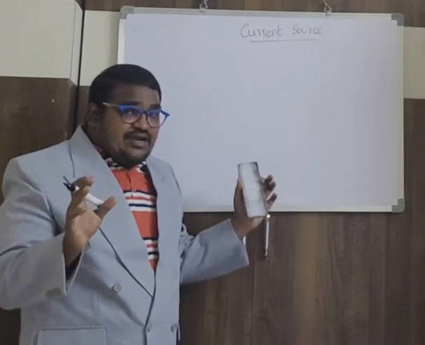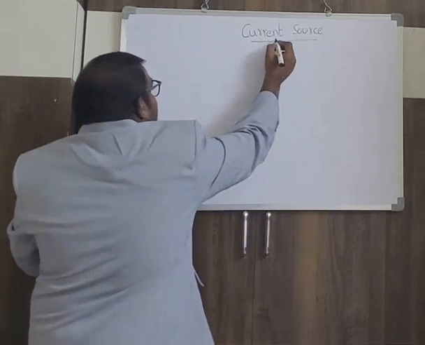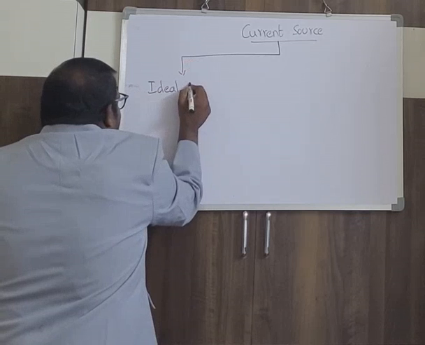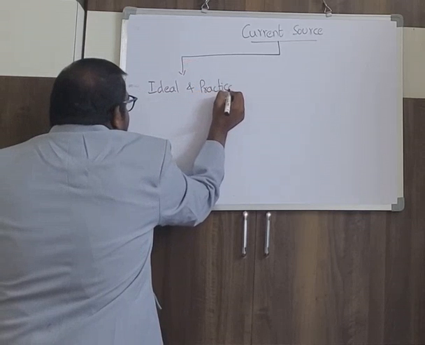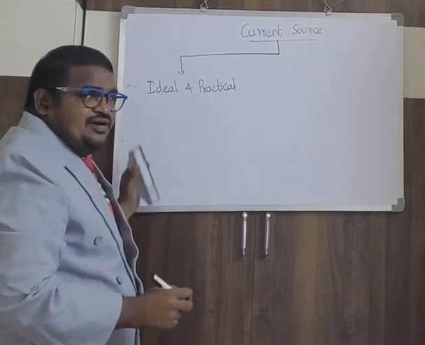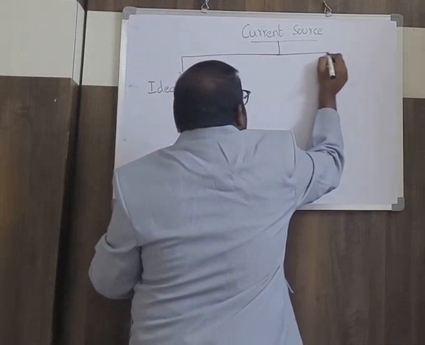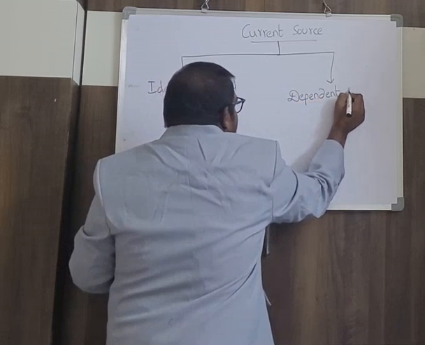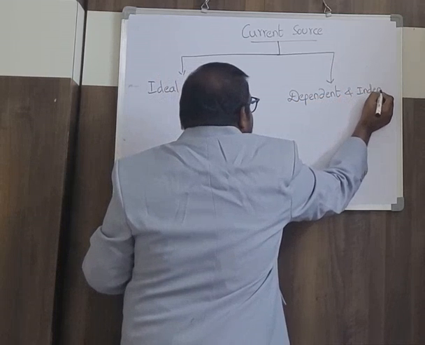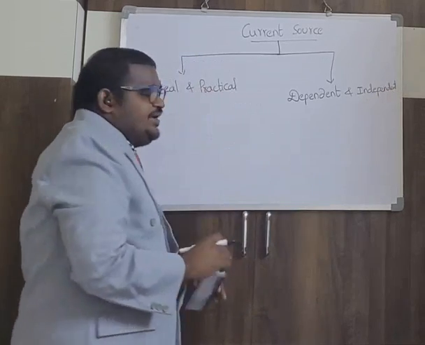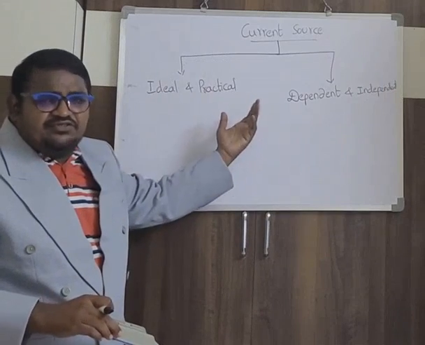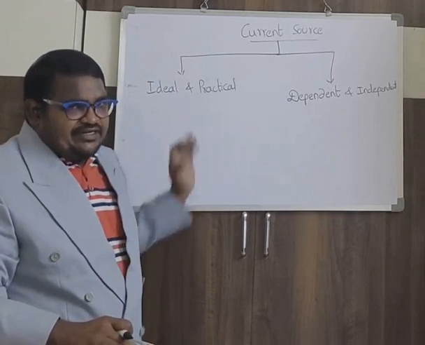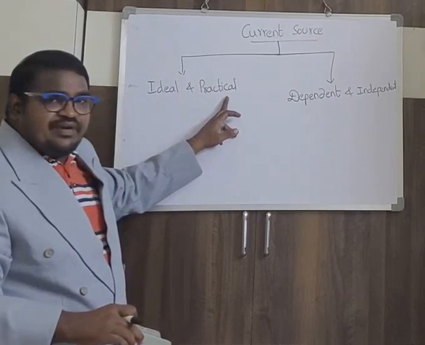There are various types of electric current sources. The first classification is ideal and practical current source. The second one is dependent and independent current source. Other than this we also have AC and DC. But here I concentrate on these four categories. First, let me take the ideal current source and practical current source.